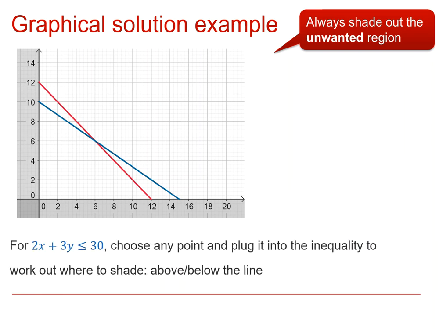For this inequality, 2x plus 3y is less than or equal to 30, we can choose a test point that's on one side of the line or the other and see if it satisfies it.